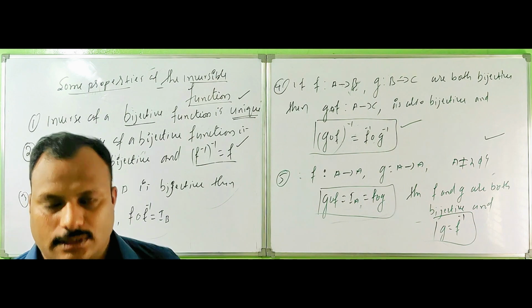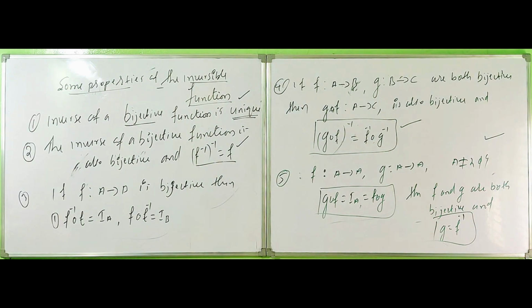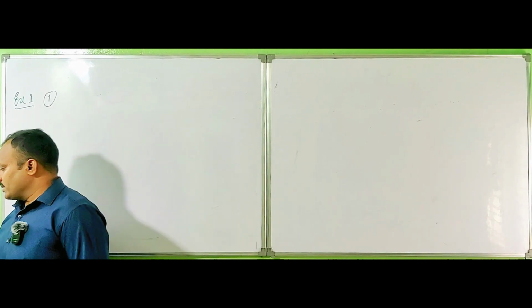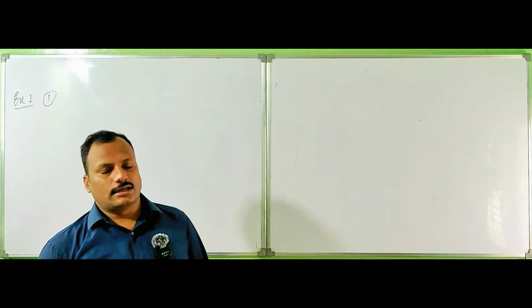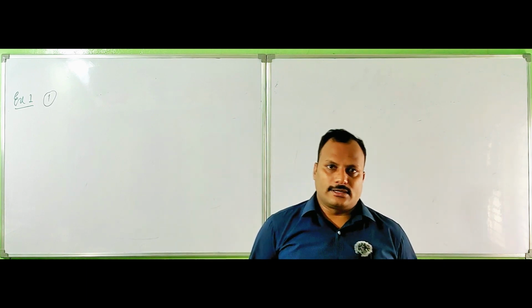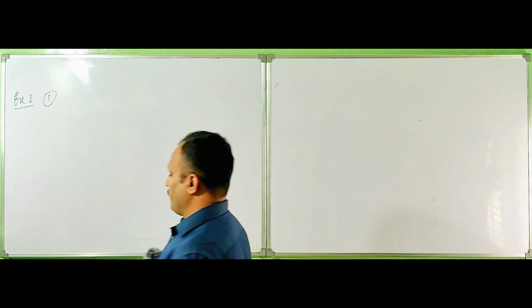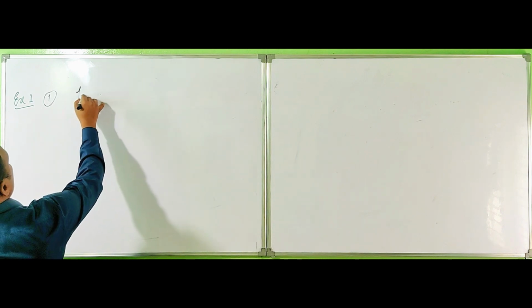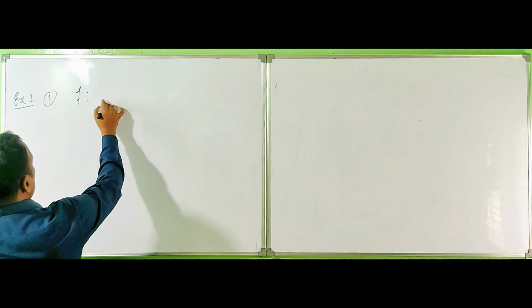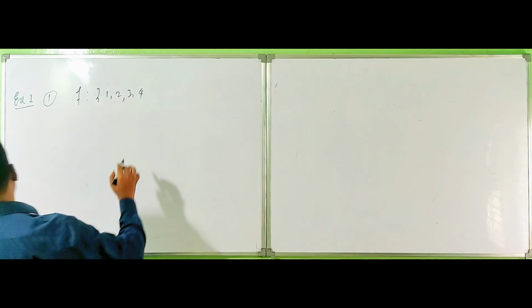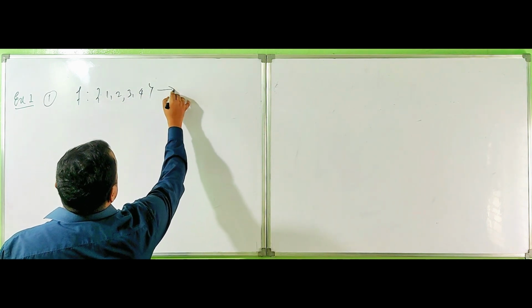Let's solve the questions. Let's see the examples. First one: state with reasons whether the following functions have inverses, and find the inverses if they exist. I have to state whether the function is invertible or not, and find the inverse if it exists. First, f is a function defined from {1, 2, 3, 4} to {10}.